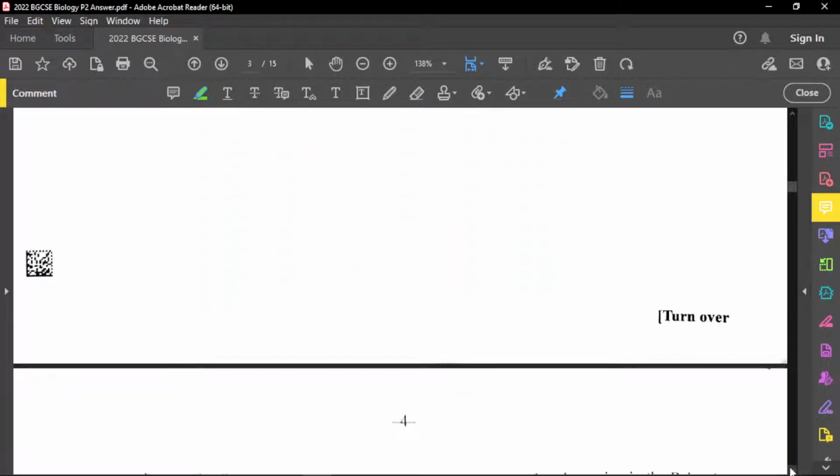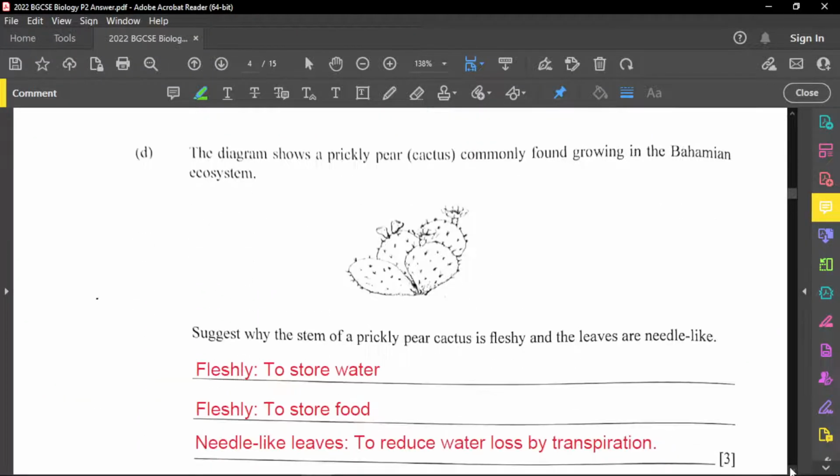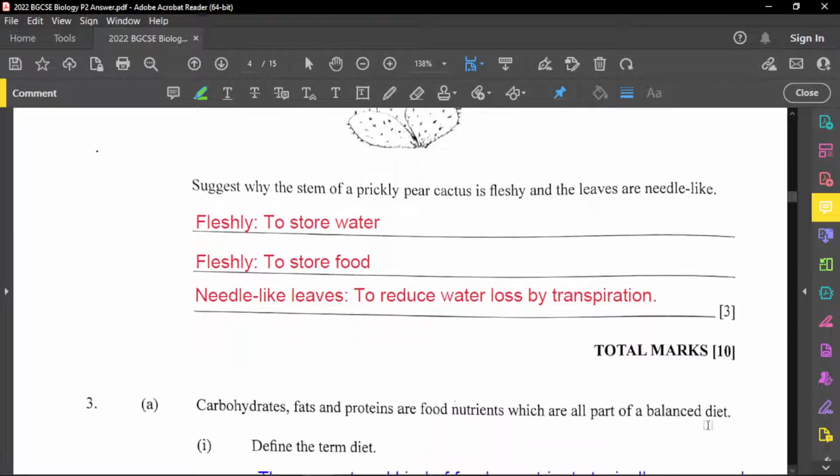They're elongated. All right. And for part D, it said the diagram shows a prickle pear, which is a cactus commonly found growing in the Bahamian ecosystem. And it suggests why the stem of the prickle pear cactus is fleshy and the leaves are needle-like. So I kind of separate the points because they're actually different points. Notice we're looking for 3 points here. And so fleshy is to store water, and the fleshiness also allows them to store food.